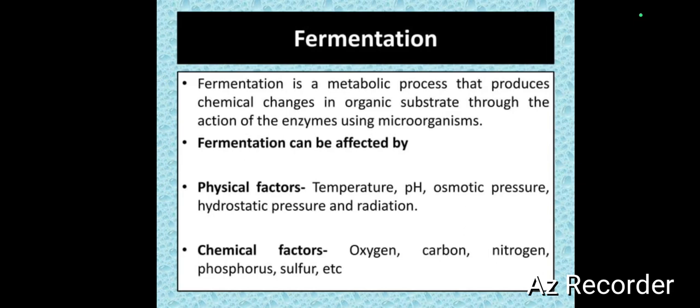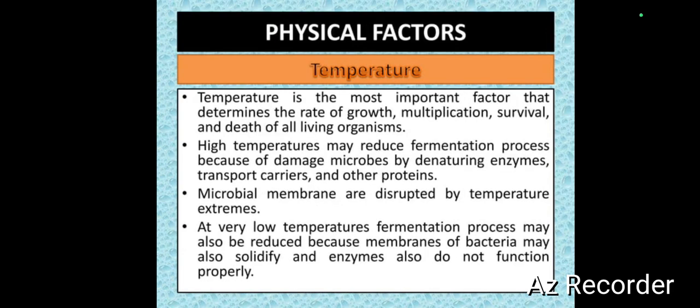Fermentation is a metabolic process that produces chemical changes in an organic substrate through the action of enzymes using microorganisms. Fermentation can be affected by two types of factors. The first one is the physical factors: temperature, pH, osmotic pressure, hydrostatic pressure and radiation. The second one is the chemical factors: oxygen, carbon, nitrogen, phosphorus, sulfate, etc. First are the physical factors, starting with temperature.